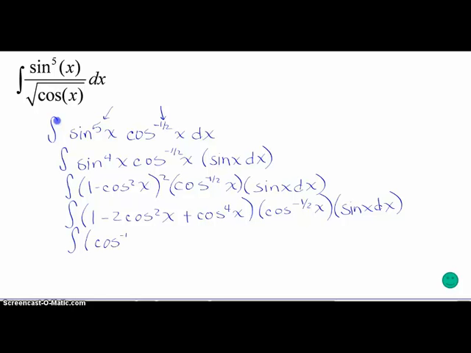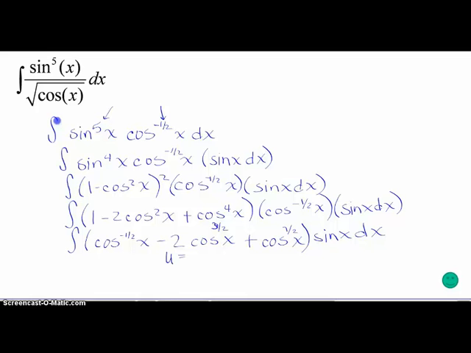1 times cosine to the negative 1/2 of x minus 2 cosine squared times cosine to the negative 1/2. I add the exponents, and I'm going to wind up with a positive 3/2 as a result. 2 minus 1/2 is a positive 3/2, and then plus cosine 4 minus 1/2 will give me a positive 7/2. And then there's my sine x dx.